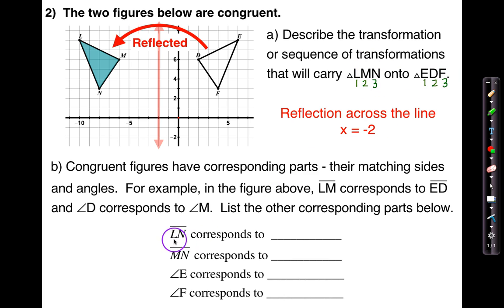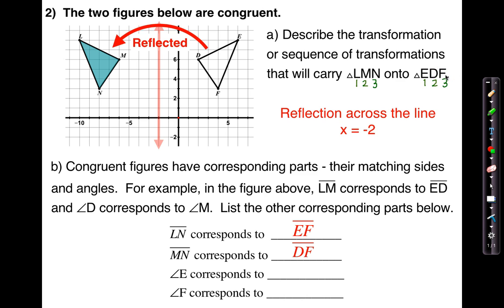So here it's asking me segment LN corresponds to what? Well, LN, that's going to be the first and the third. So I'm going to go ahead and say that that corresponds to segment EF. Okay, so I'm going to go ahead and write that. Make sure you write the bar on top to identify the fact that it is a line segment. Next one, segment MN corresponds to, well, let's see, MN is the second and the third. So I'm going to say that corresponds to DF.